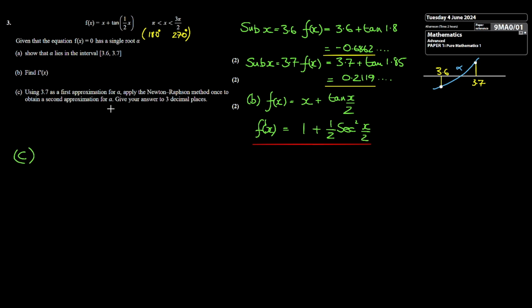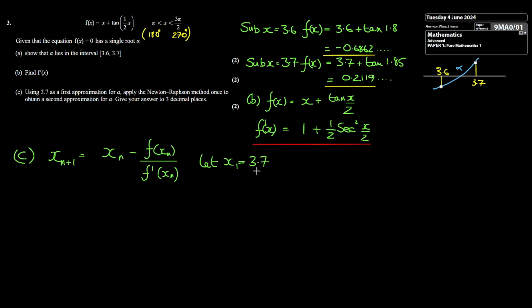So in part C, we're going to be using the Newton-Raphson method to find the root alpha. So we're going to be using our differential of f(x) as well as f(x) itself. So the Newton-Raphson formula is this, where x_n initially is our first value of our root alpha. We're going to use this as 3.7. So we're going to be putting 3.7 into all of these positions, get a new value, which in fact will be the answer to the question because they only need us to use this method once.